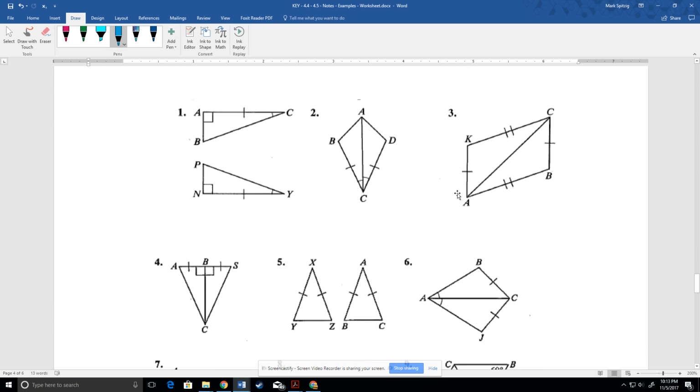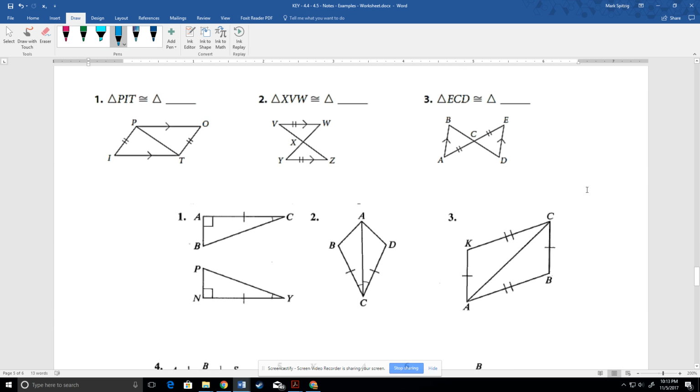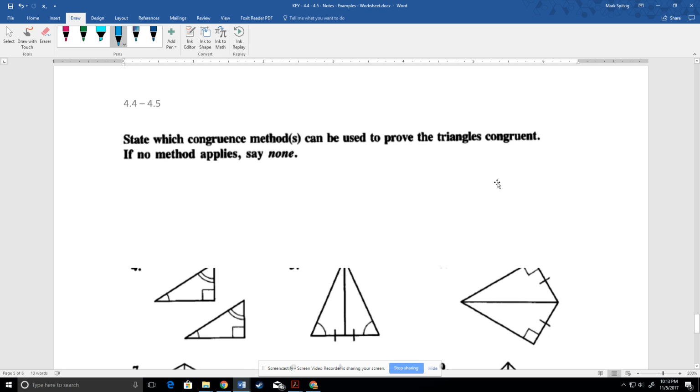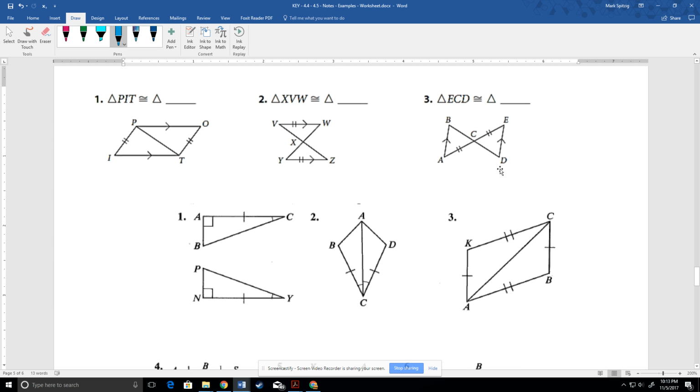All right, keep on going. Last page here, I think, maybe. We're close to it. Yeah, these will go by quick.